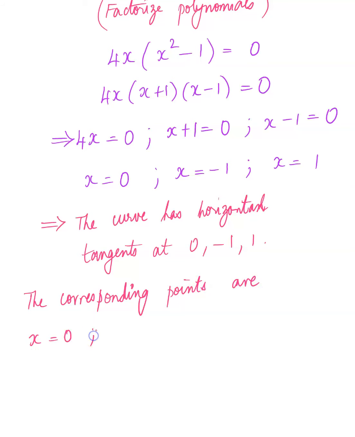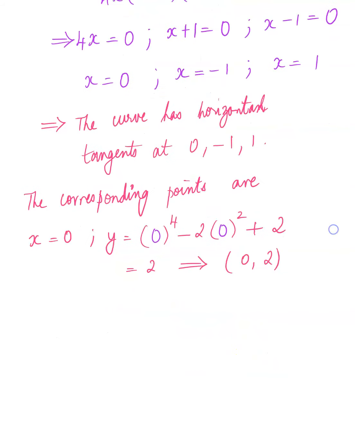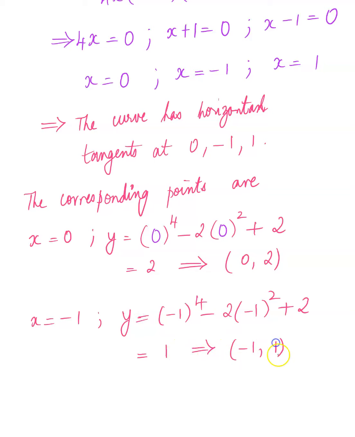So when x is 0, your y, plug in for x as 0. So x power 4 minus 2 times x power 2 plus 2, isn't it? And there we want to insert our 0. And that gives us a 2. So this implies that coordinate is 0, 2, right? X, y. Do the same for x equals negative 1. Negative 1 power 4 minus 2 times negative 1 squared plus 2, which comes out to be 1. Therefore, the coordinate is negative 1, 1.